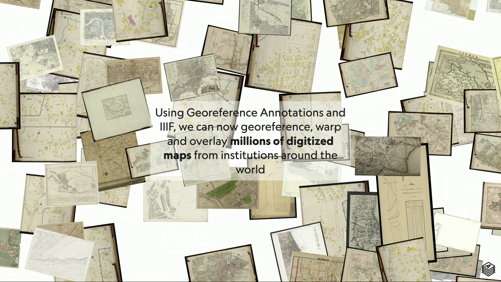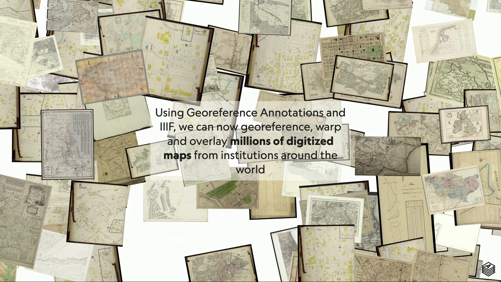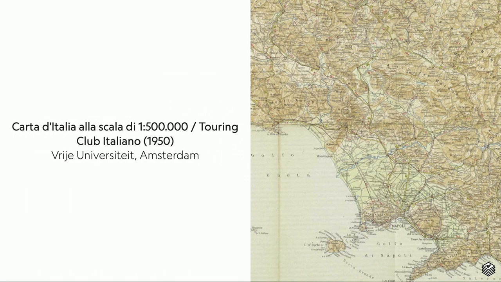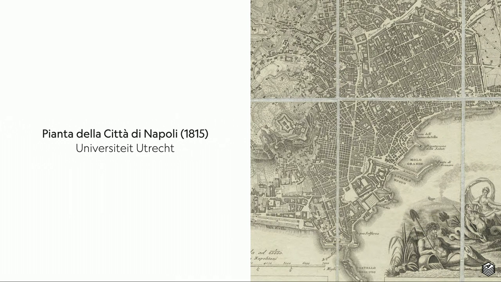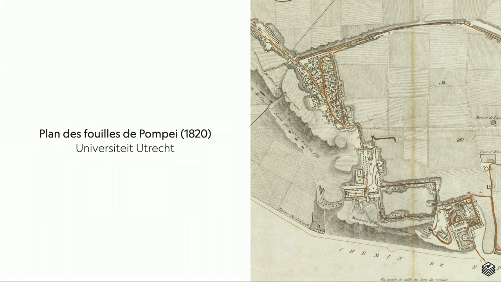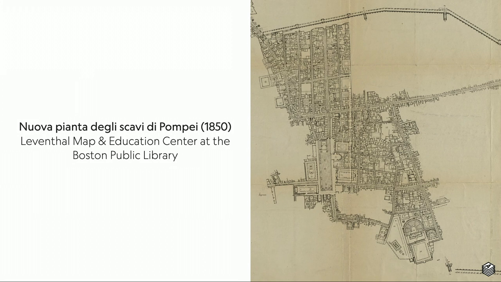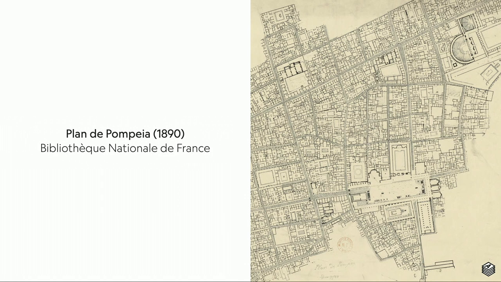And those images that you see are just a few examples from institutions around the world who are already publishing their map collections through IIIF. Just some more examples. This is a map of a road atlas of Italy from the 1950s. A map of Naples from 1815 from Utrecht University. Another map of Pompeii also from Utrecht. Another map of Pompeii from Boston. And the interesting thing about those Pompeii maps is that you can see the different periods of time in the excavations. Another Pompeii map from 1890 from the Bibliothèque Nationale de France.